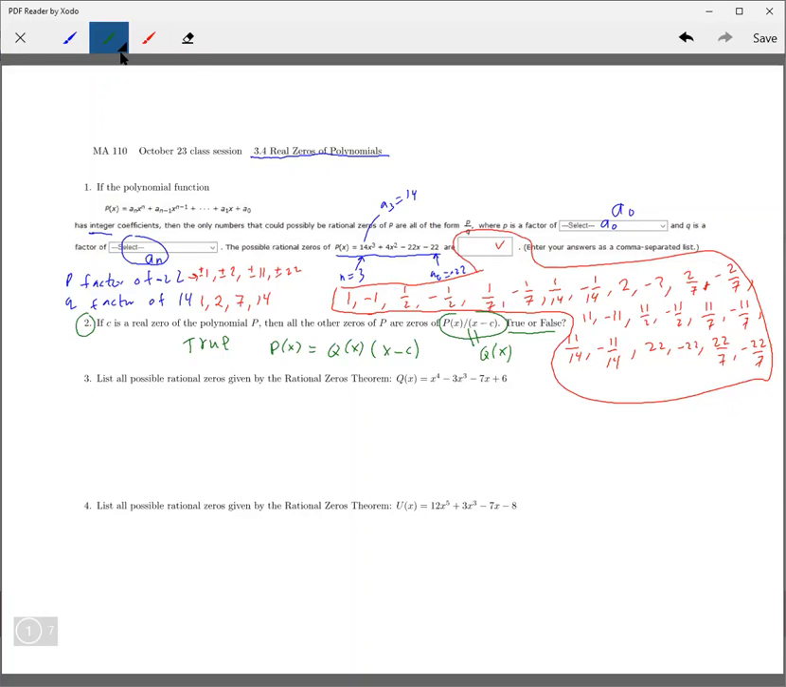Number 3, moving along. List all possible rational zeros of this one. The factors here are plus or minus 1, 2, 3, and 6. And then this is just 1, so these are all the answers. But you have to write them all out; you can't write this plus or minus stuff. So 1, negative 1, 2, negative 2, 3, negative 3, 6, negative 6.